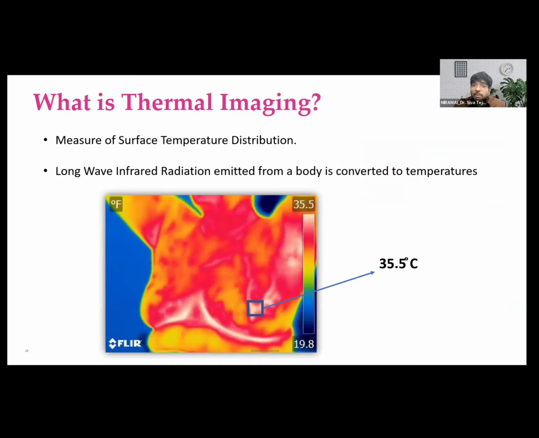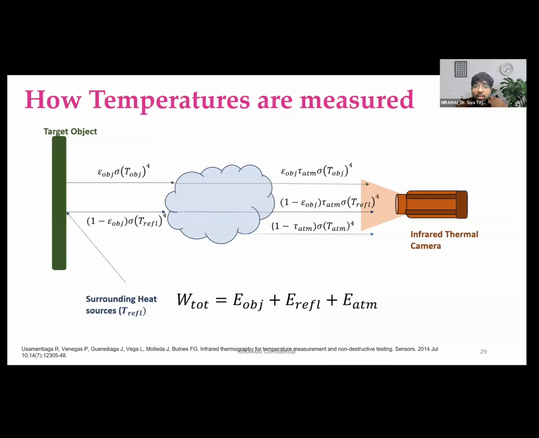So what is thermal imaging? Thermal imaging is nothing but a measure of surface temperature distribution. Every body emits long wave infrared radiation. We just collect it and convert it into temperature values. So this is a thermal image that we are seeing. All it has is the raw temperature values that are recorded in a non-invasive, non-contact fashion. For example, the temperature here is around 35.5 degrees Celsius. So for each pixel, we will have raw temperature values, unlike color values that we typically see in visual images.